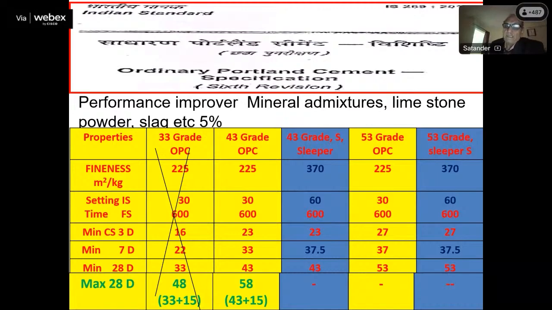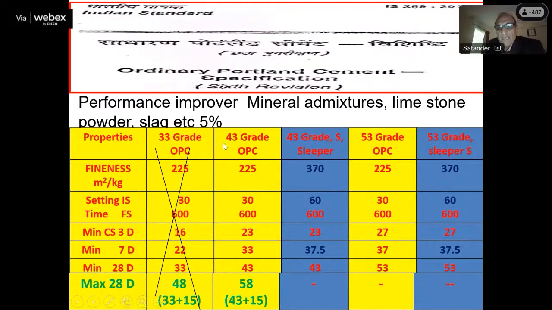Sleepers are pre-stressed. And this 43S grade cement has strength higher than 53 grade. If you see the 7-day strength, it is 37.5 here and 37 there. Now there is a maximum limit also. Earlier we had 3 codes, IS 269, IS 8112 and IS 12269. Now we have a single code, only IS 269.